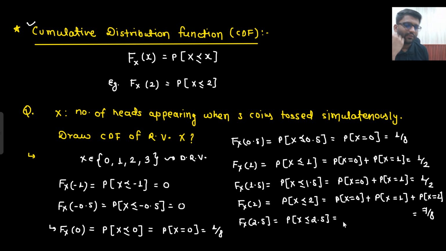If I ask Fx of 2.5, so probability of random variable X taking value lesser than equals to 2.5. So it cannot take 2.4, it cannot take 2.3, it cannot take 2.2222, it cannot take 2.3333. All these values it cannot take, it can only take 0, 1, 2. So again the answer would be 7 by 8.